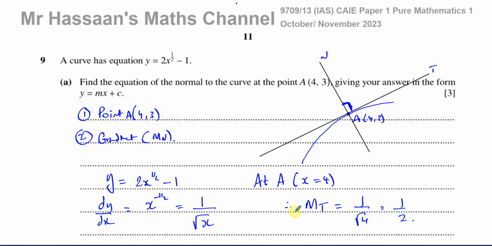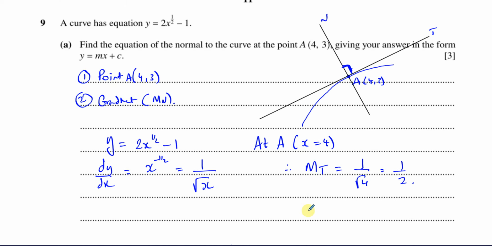Which means that the gradient of the normal is the negative reciprocal. When two lines are perpendicular to each other, the gradients are negative reciprocals. If you multiply the gradients together, you get minus 1. So the negative reciprocal of a half is where you change the sign and switch the numerator and denominator over. So you end up with minus 2.